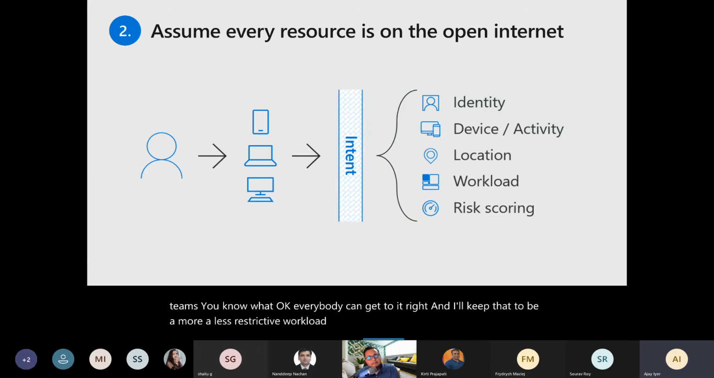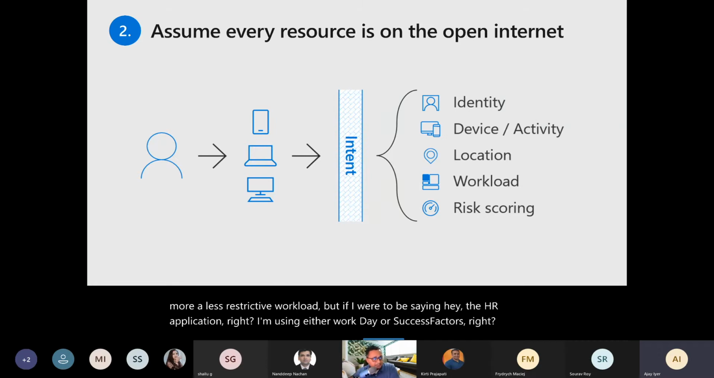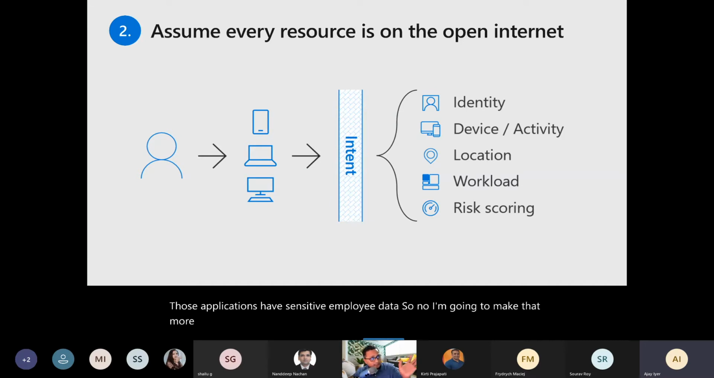But if I were to be saying, hey, the HR application, right, and I'm using either Workday or Success Factors, right? Those applications have sensitive employee data. So no, I'm going to make that more restrictive, right? Even though it's on the open internet, I'm going to have more restrictive rules to keep that system safe because of the quality and the kind of data that's in it, right? So you can now have a workload-based decision-making process of how you create and manage access for those services.